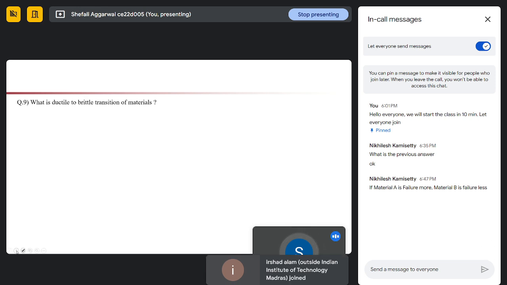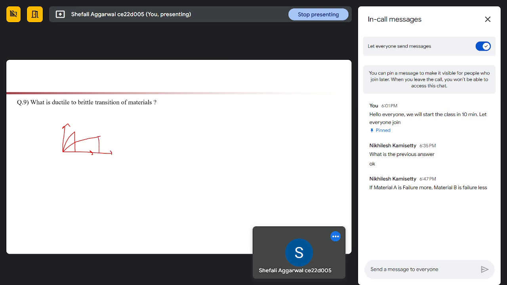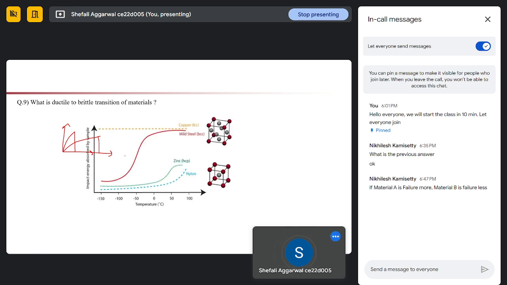So the last question is, what is ductile to brittle transition of materials? As we have already studied, ductile material will have a higher area under the curve and brittle material will fail suddenly. Okay. So what is ductile to brittle transition?